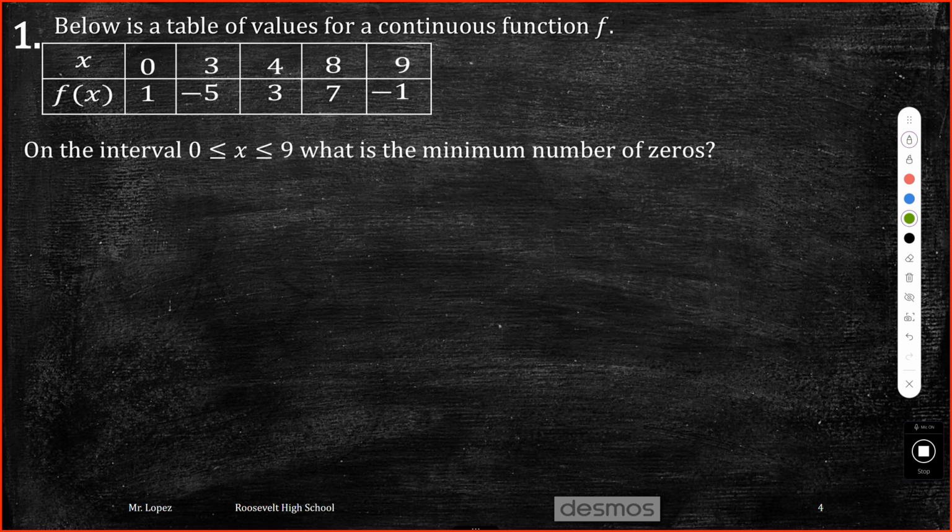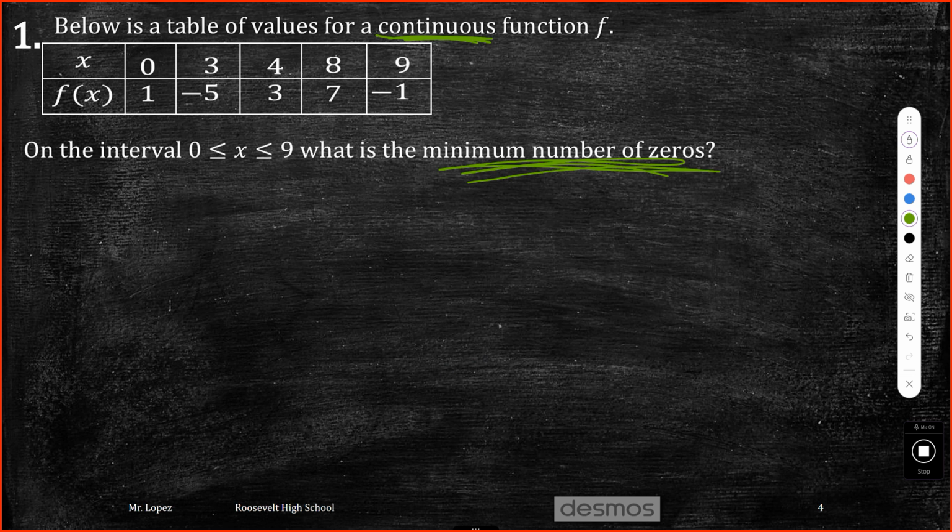Question 1. Below is the table of values for a continuous function f. The big thing to understand is continuous. So for these values of x, 0, 3, 4, 8, 9, you got these outputs. And it says that on the interval from x greater than or equal to 0 and less than or equal to 9, what is the minimum number of zeros? What does it mean by the minimum number of zeros? It's just saying how many times does it cross the x-axis.